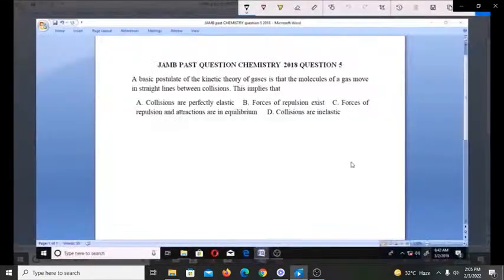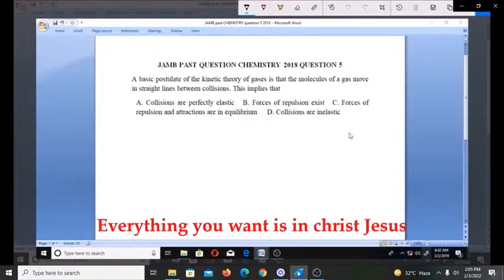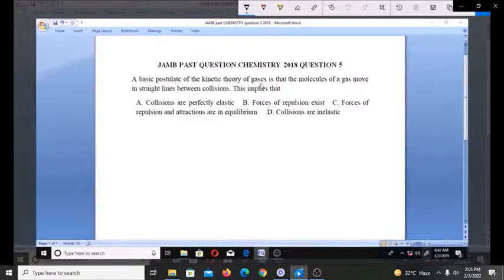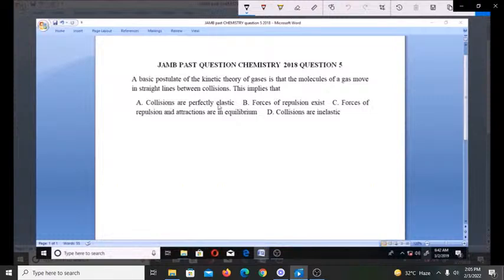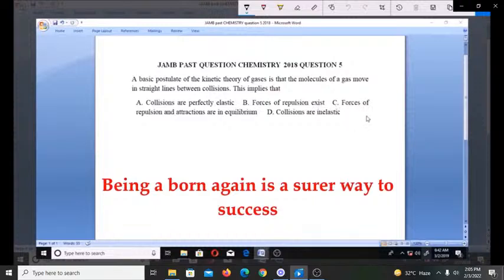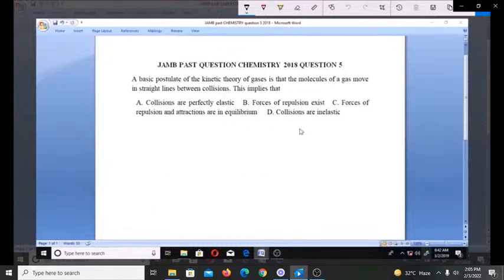Hello, welcome. Let's look at this JAMB past question, Chemistry 2018, question number 5. A basic postulate of the kinetic theory of gases is that the molecules of a gas move in straight lines between collisions. This implies that: A. Collisions are perfectly elastic. B. Forces of repulsion exist. C. Forces of repulsion and attractions are in equilibrium. D. Collisions are inelastic.